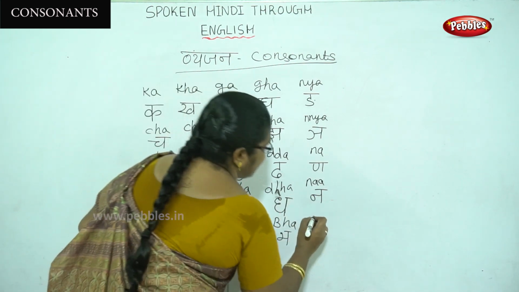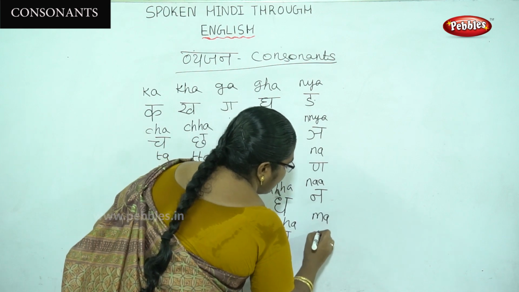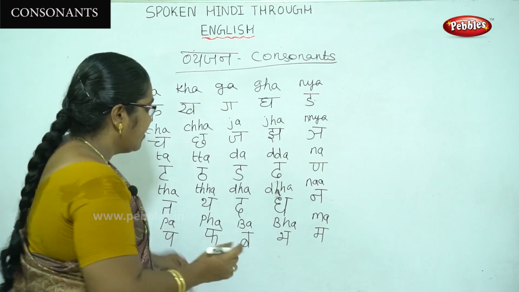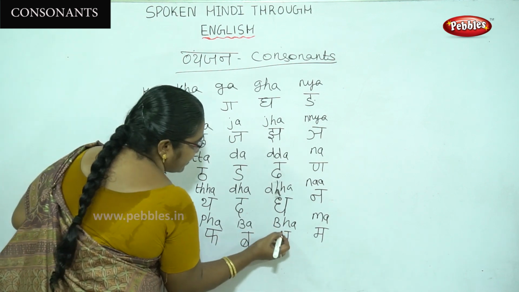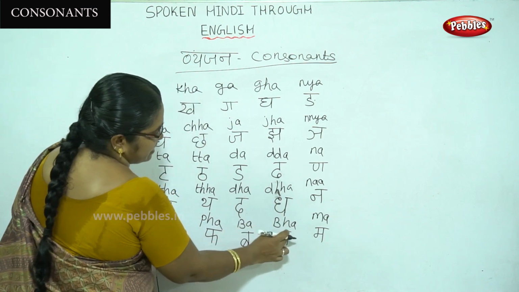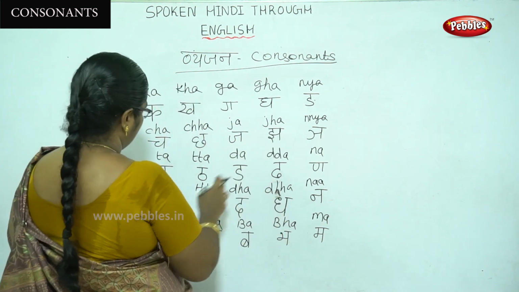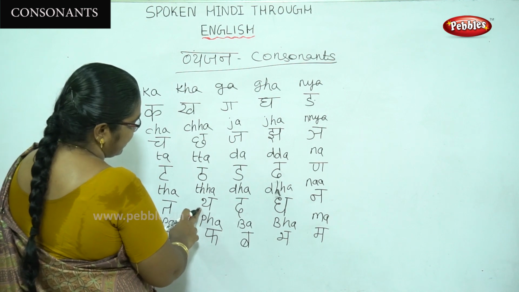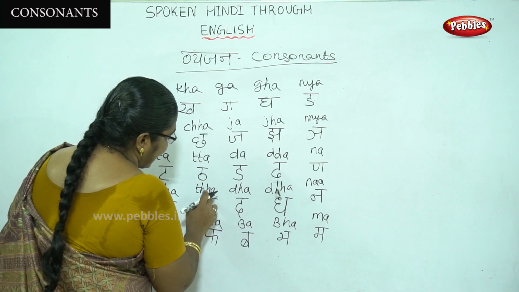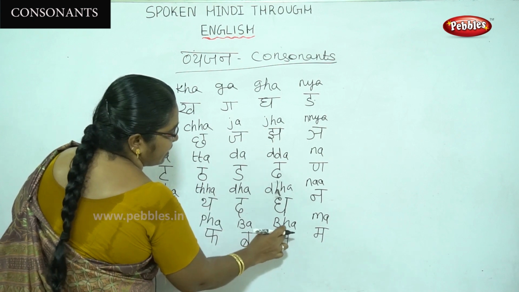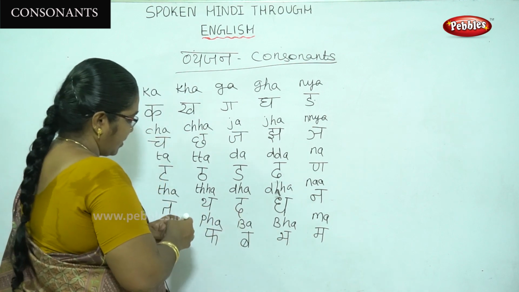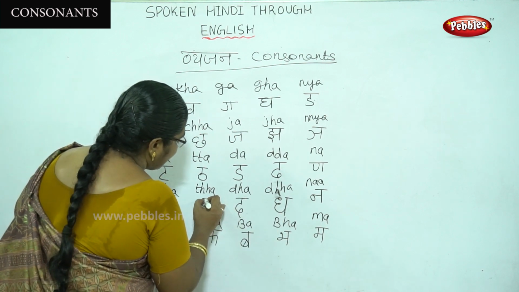The next letter is ma. Okay, ma. Here we do not fill this gap. We have to give a gap like this. For this letter and the other one, we do not fold these lines. We have to give a gap like this. See, I have given a gap. Okay, these are the basic letters.